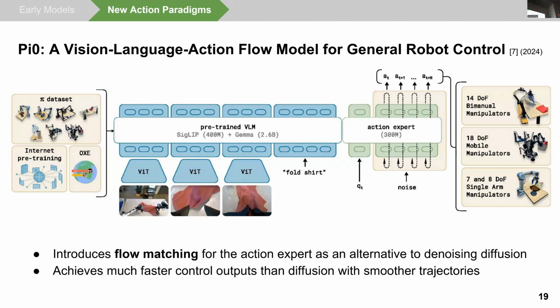And with flow matching, you're still learning to go from noise to actual outputs. But instead of having to do a stochastic denoising process, the flow matching objective is to learn the vector field for the data that you're looking at. So it learns how to transform a noisy sample through an ordinary differential equation into the actual outputs that you want. And this means that you're not limited by needing to do so many denoising steps. Because of that, you're able to get much faster control outputs than diffusion, and you still get those smooth trajectories that you want for your robot.